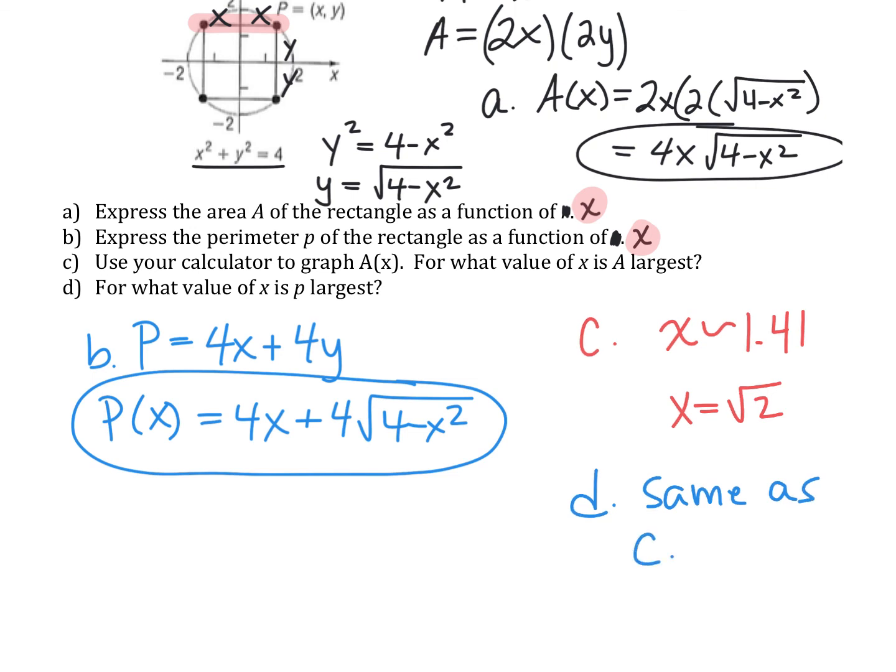Hopefully this makes a little bit of sense. When this area and perimeter are maximized, it occurs when we have a perfect square. So when both x and y are equidistant, that will maximize our perimeter and our area. All right, that is number 2.